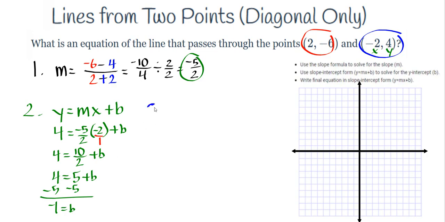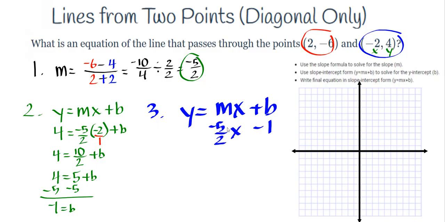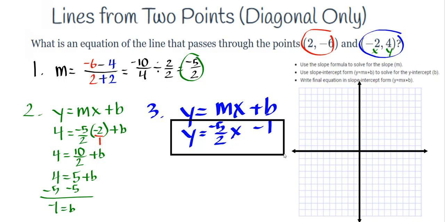Step number 3 now is we're going back to slope-intercept form, which is y equals mx plus b. We do have our b value of negative 1. Our slope, or m, is negative 5 over 2. Don't forget your x, don't forget your equal sign, and don't forget y. And so we have y equals negative 5 over 2 x minus 1. And that's our solution. Just to clarify, I skipped graphing it because I just used that to conceptually show you what we're actually doing with the algebra.